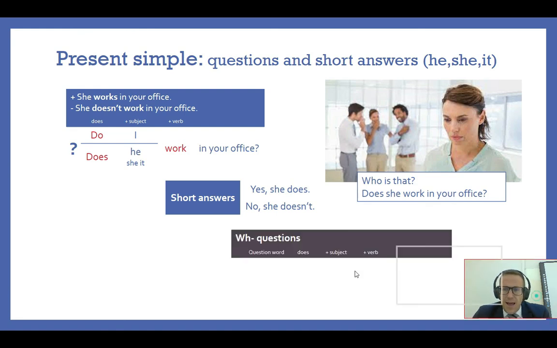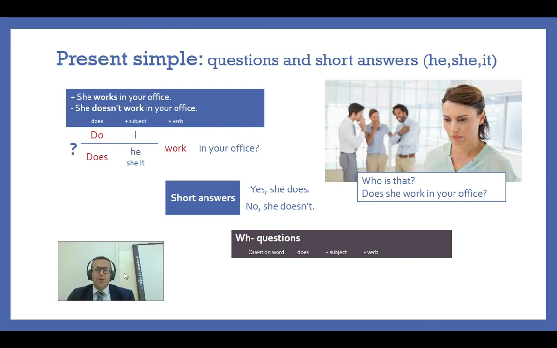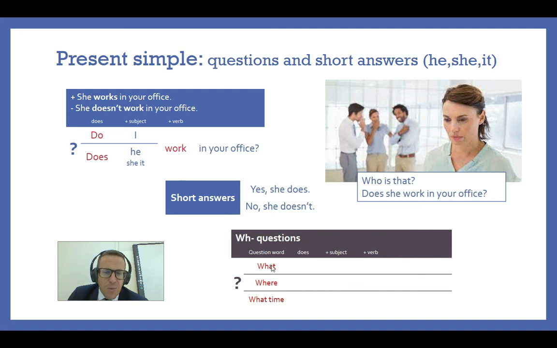And then the last point was WH questions. If you want to ask something like what, where, when, why, we need to put that word at the start of the question. What does she do at work? Where does she sit in the office? What time does she start work? So it's still does before the subject, but then we have the question word to begin.